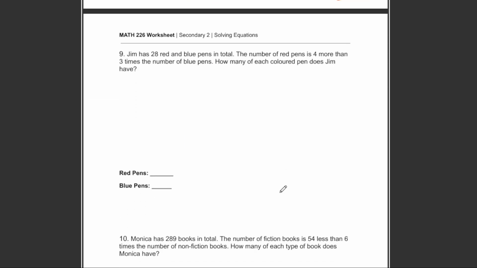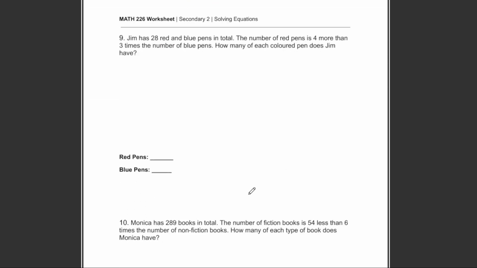Okay, question 9. So here we've got some word problems. And like I said, with word problems, just read them very, very carefully. Make sure you're understanding the story. Make sure you're understanding the problem itself. Always define your variables. If you don't define your variables, it's very difficult for me to understand what you're doing, and I'm sure it's going to be very difficult for you to understand what you're doing. And it's going to be even more difficult to even set up your equation in the first place.